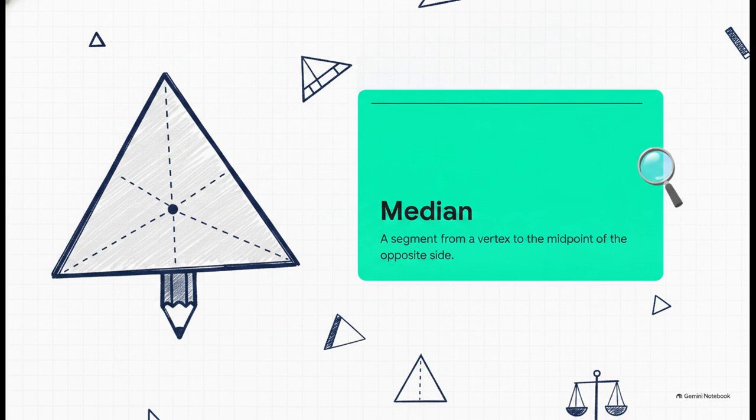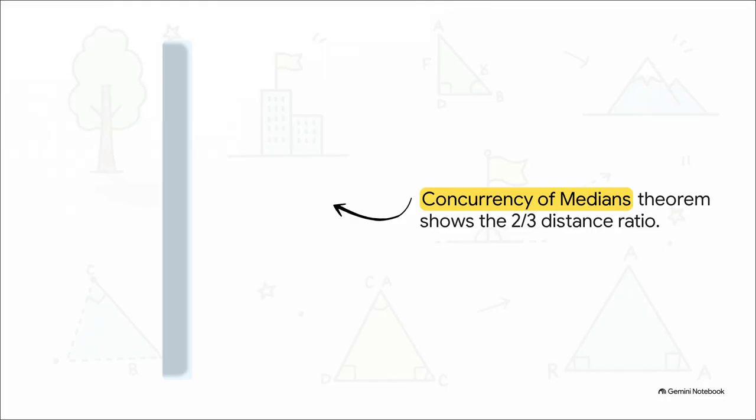And you know what's truly fascinating about the centroid? It's the exact center of gravity for that triangle. So, if you were to cut that triangle out of a piece of cardboard, it would balance perfectly on the tip of your pencil right at that centroid. And this perfectly illustrates the concurrency of medians theorem.